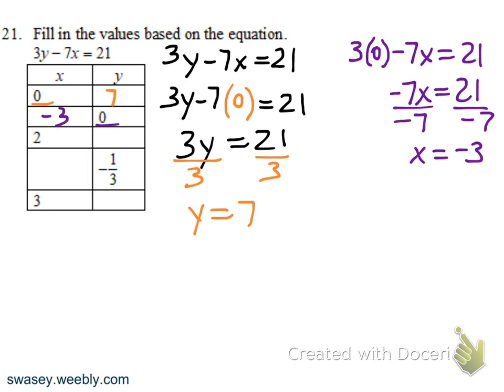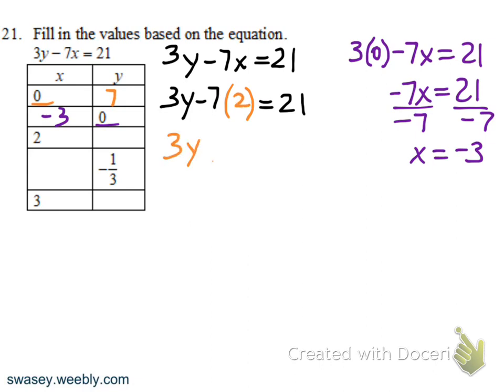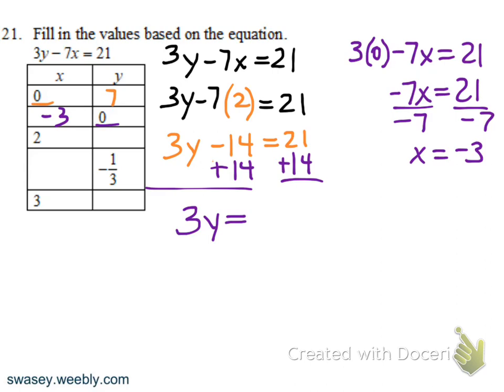Next one, put 2 in. It's going in place of x. Multiply. Get negative 14. Two-step equation from here. Add 14. You get 35. Divide by 3. And you get 11 2/3.